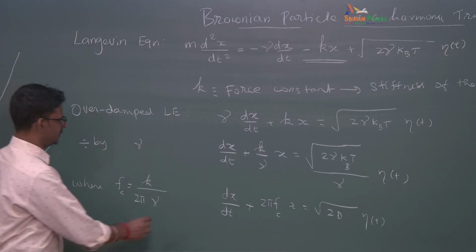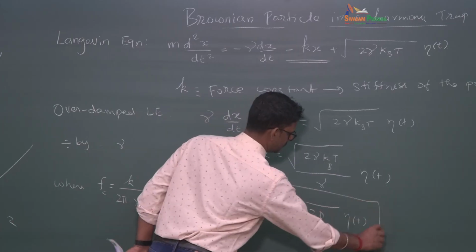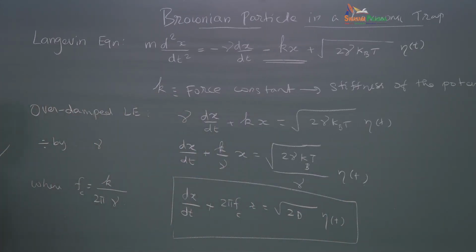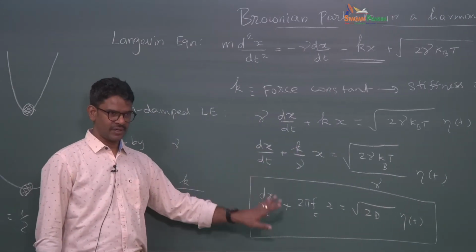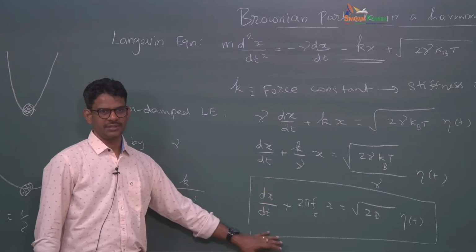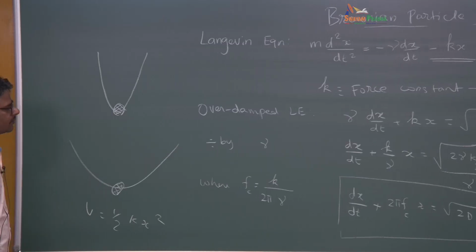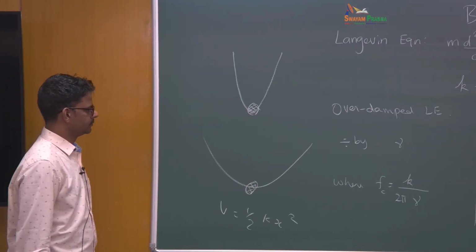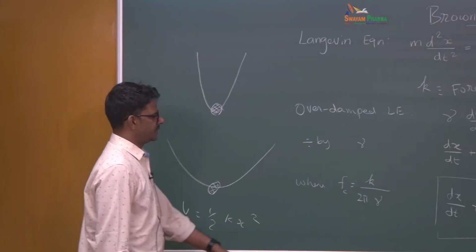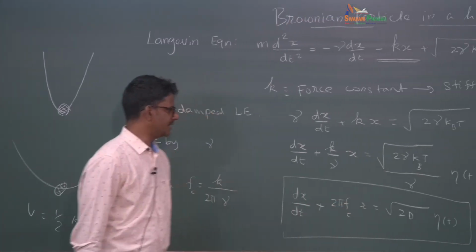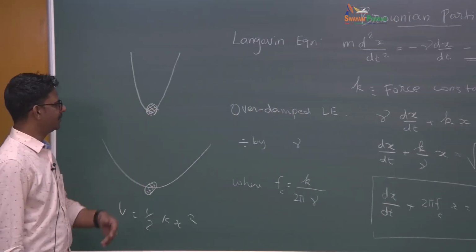So finally we get this sort of equation. What is the nature of this equation? This is an overdamped Langevin equation for a Brownian particle subjected to a harmonic potential. Now we will take this equation, apply the Fourier transform to it, and then manipulate from there.